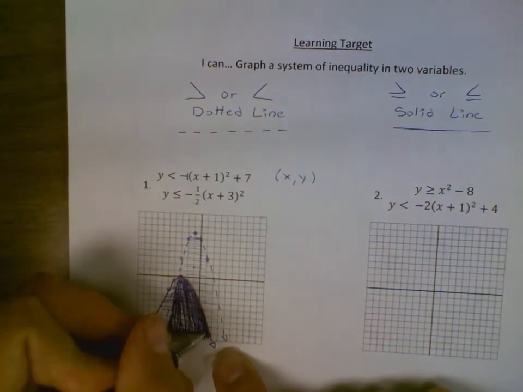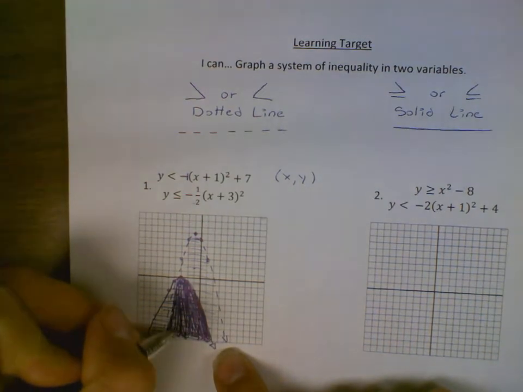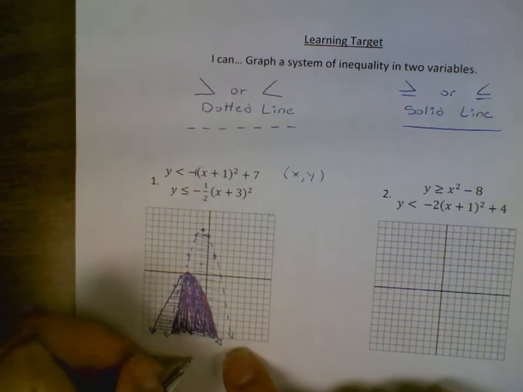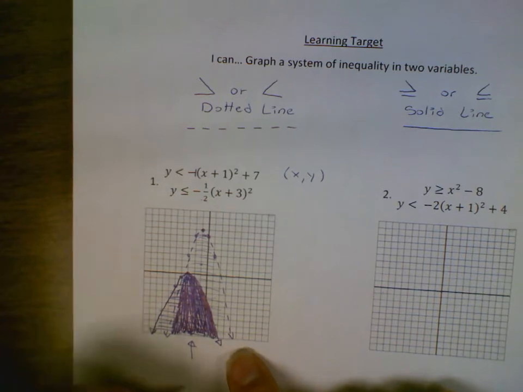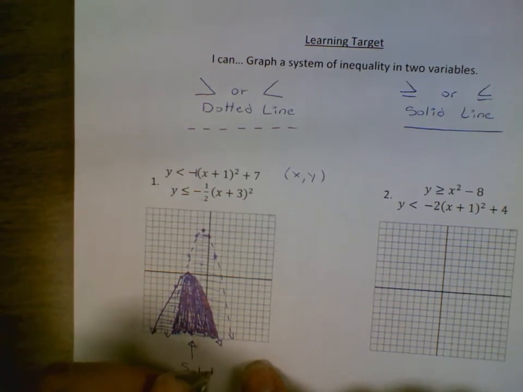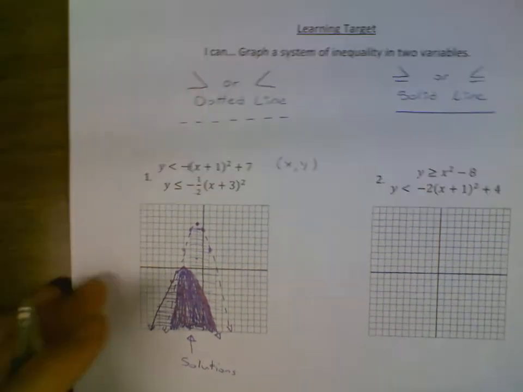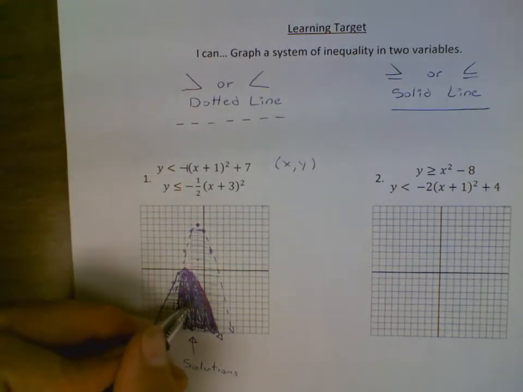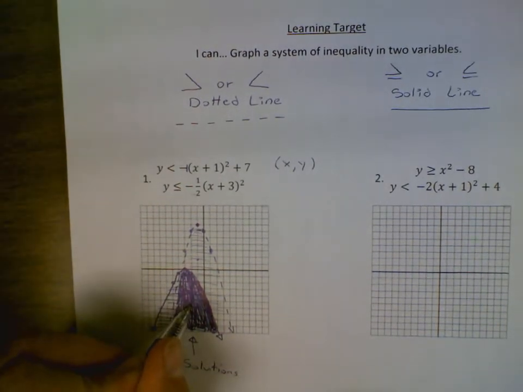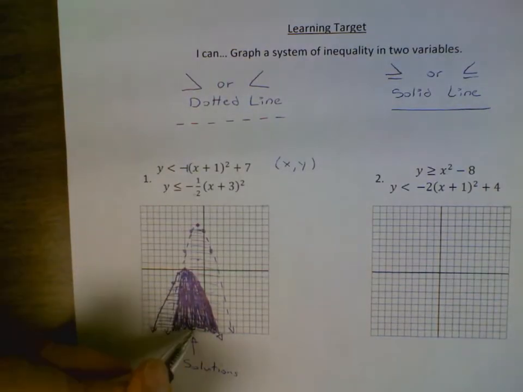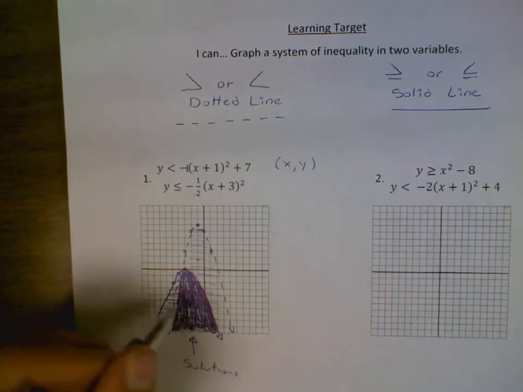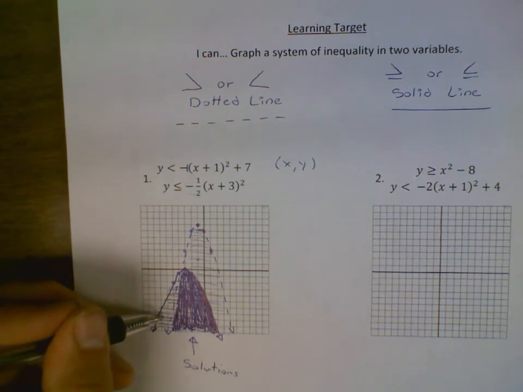Okay, so my solutions to this system of inequalities fall in this darkened region. That represents the solution. So if I were to ask you, does this point make both inequalities true? The answer is yes, because it falls in the solution region. If I said the point over here, the answer is no. It makes one of the inequalities true, but it doesn't make them both true.